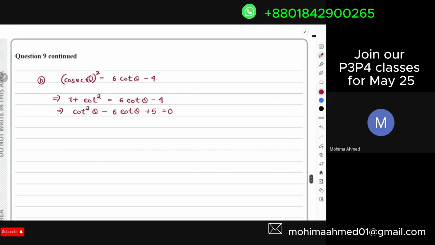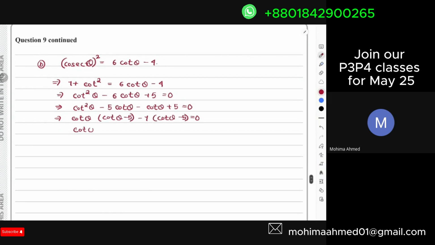Now if I want to split this, 1 minus 6 plus 5, that's going to be what value? 1 and 5, right? I can split this over 1 and 5. So we can write your answer as cot square theta minus 5 cot theta minus cot theta plus 5 equals 0. From this part, we can write cot theta minus 5, and then cot theta minus 1.